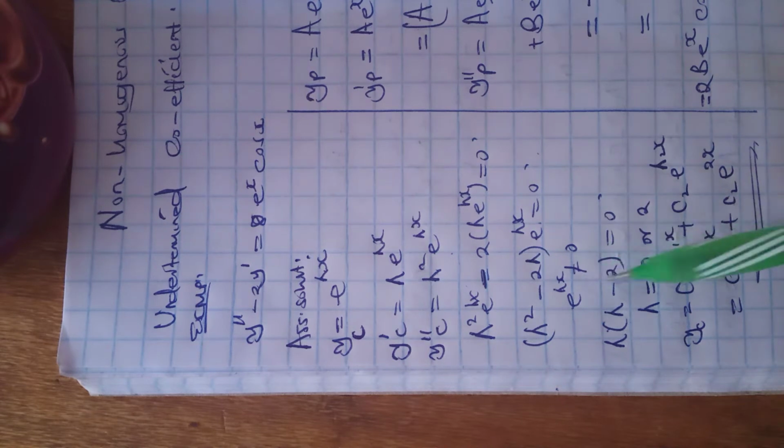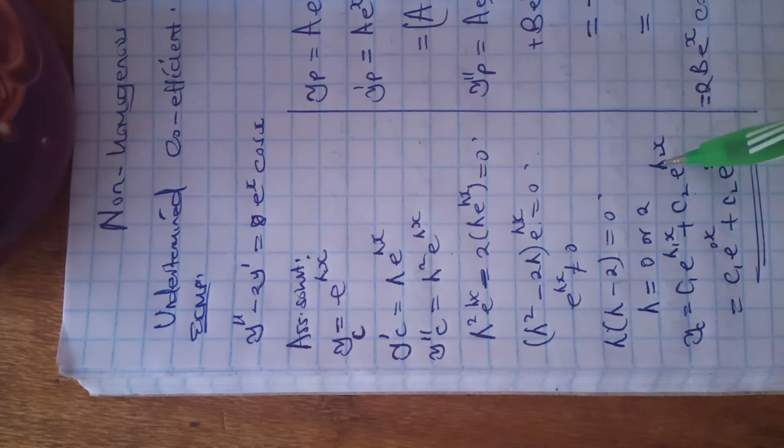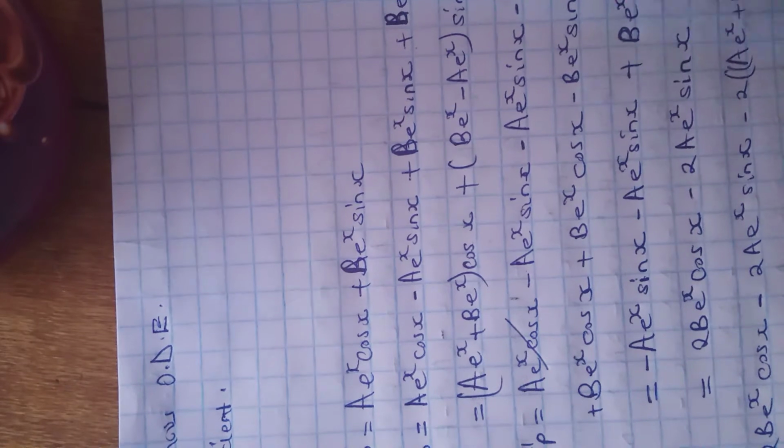Now let's continue to see the final equation, which is y_c equals c1 e^(λ1 x), where λ1 is 0, and the second with λ2, and we input both of them. This one is e^(0x), so the exponential of 0 must be 1. So we have our final equation: y_c equals c1 plus c2 e^(2x).